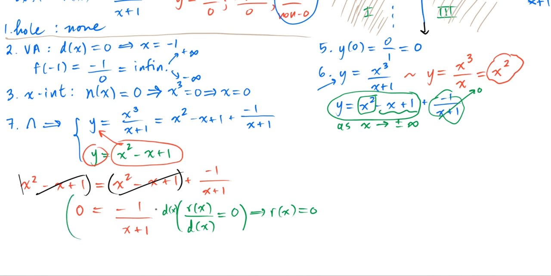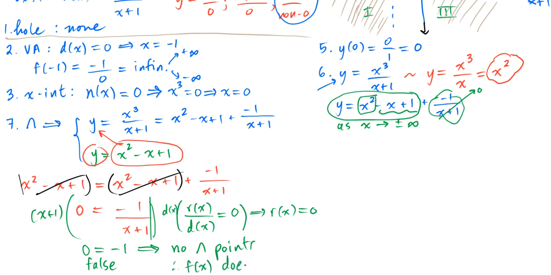And so if we multiply both sides of this equation by x plus 1, we get a statement that says 0 is equal to negative 1, which is false. And this tells us that we do not have any intersection points between the blue function and the green non-vertical or parabolic asymptote. And so in other words, f of x does not cross or intersect or touch the end behavior asymptote, or the non-vertical asymptote, or the parabolic asymptote, or quadratic, whatever you want to call it.